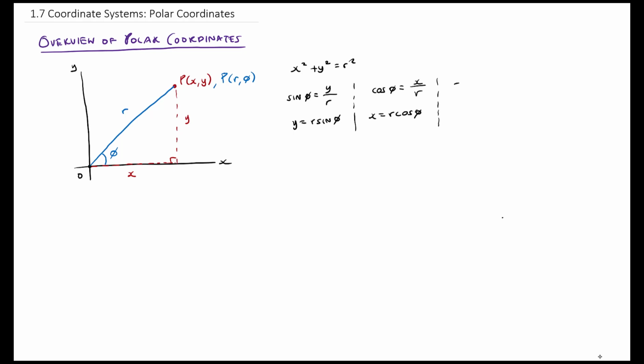Last but not least, we have the tangent of phi, which is simply sine phi over cosine phi, which is y over r over x over r. And that means the tangent of phi is equal to y over x. So as you can see, through these four equations, it is possible for us to easily convert back and forth between polar and Cartesian coordinates.